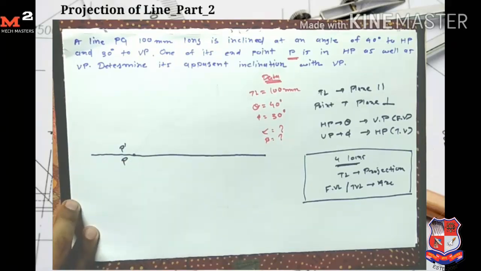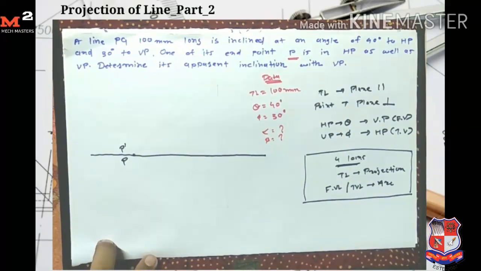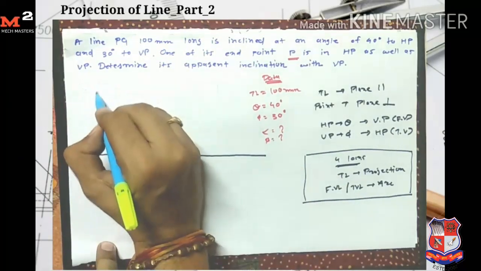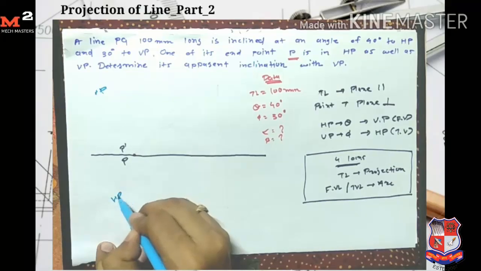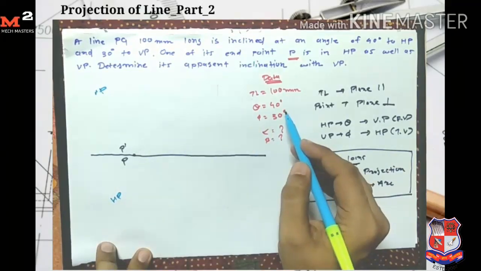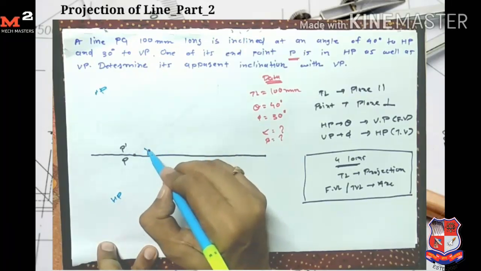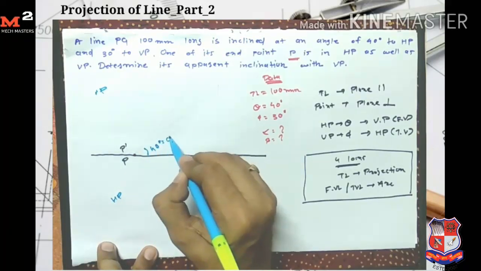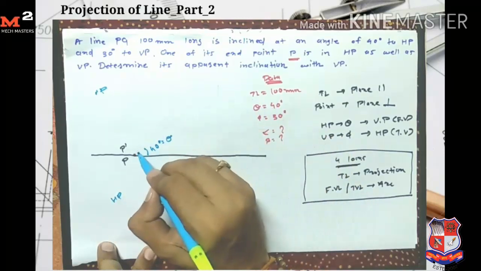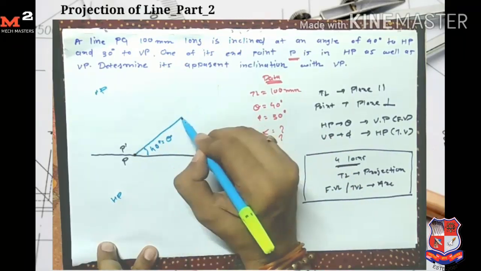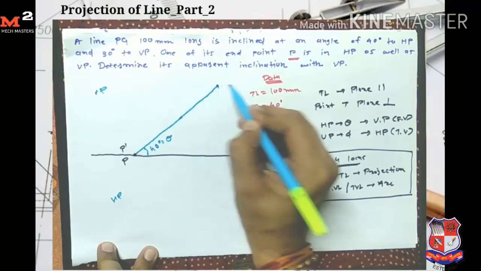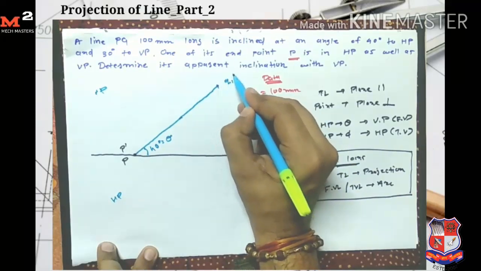Now the angle theta given is theta equal to 40 degrees. Theta equal to 40 degrees means the angle the line makes with the HP. So we represent this angle on the vertical plane. This is my vertical plane and this one is my horizontal plane. So I represent 40 on the vertical plane. From here I measure the angle theta equal to 40 and length equal to 100 mm. I draw one line here, and I give the name Q1 dash.